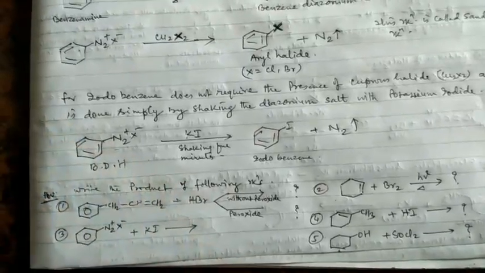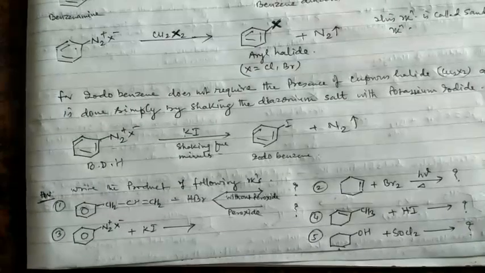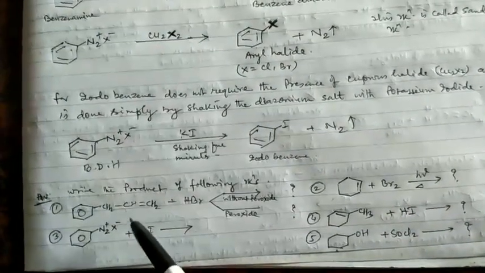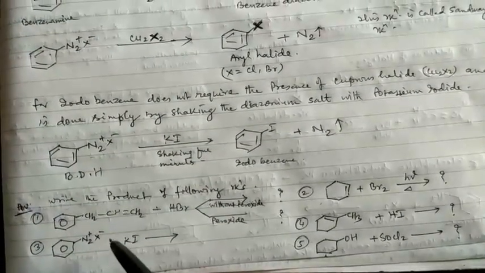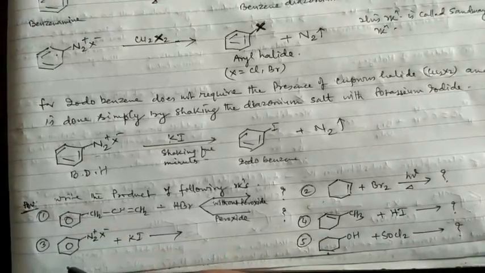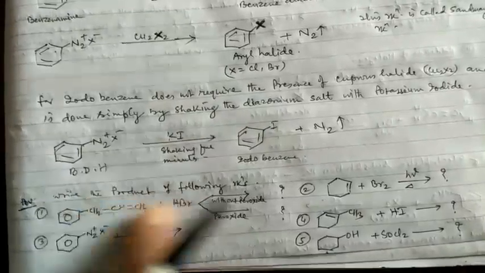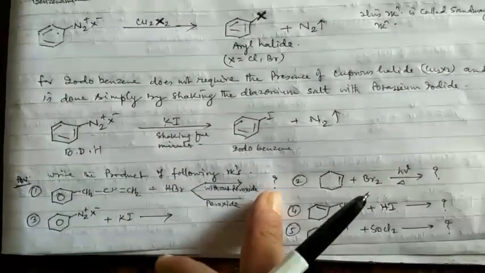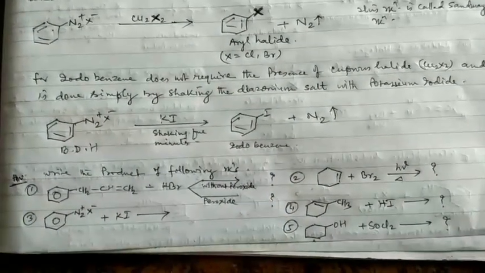So these are the preparatory methods of alkyl and aryl halides. Some questions are given below in the form of homework. The reactant and reagent are given, and you predict the product. So complete these equations in this chapter.